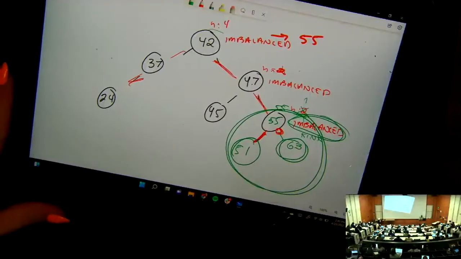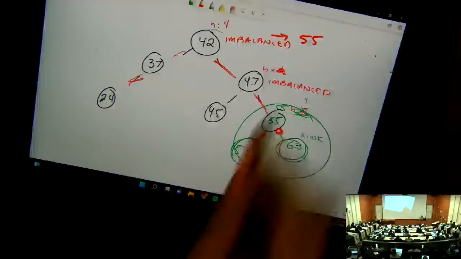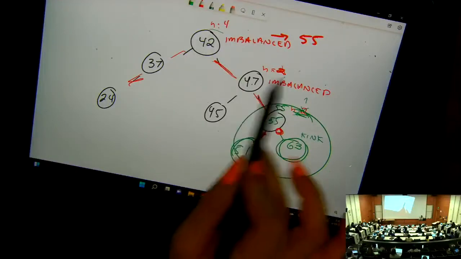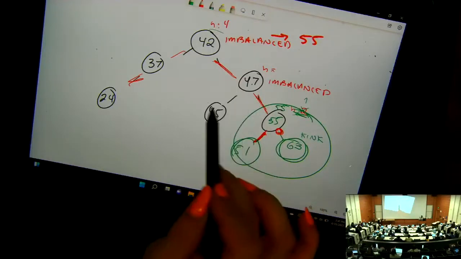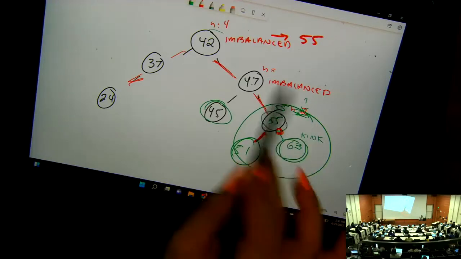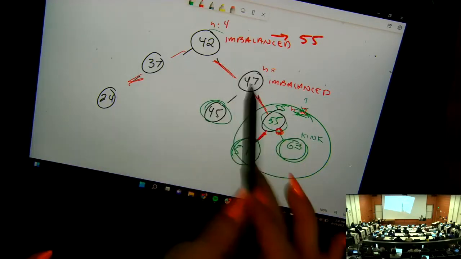Right? This is no longer imbalanced here. Is this still imbalanced? So let's see. So 47, yeah. This has a height of what? 0. This is a height of what? 1. Balanced. This is a height of what? 2. This is a height of 3.